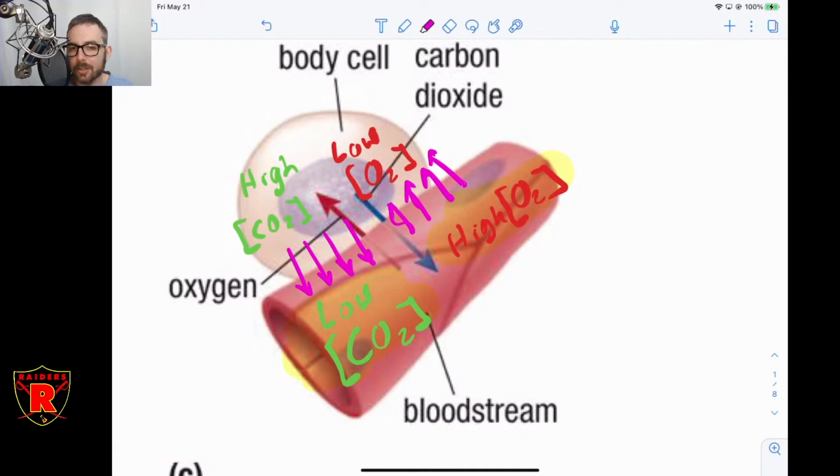Every single cell in your body is no more than 3 cells away from a capillary. So those tiny little blood vessels are running all over your body, through everything, through all of your tissues, in order to properly provide oxygen and remove carbon dioxide.